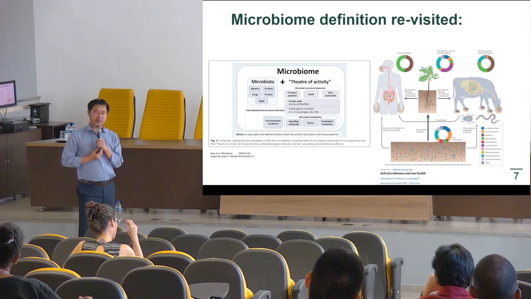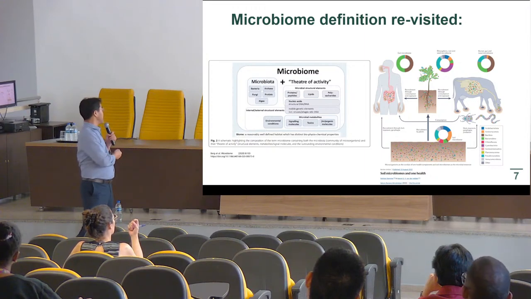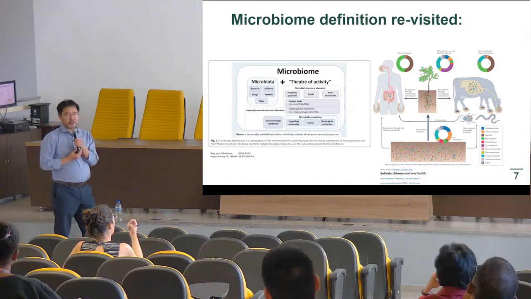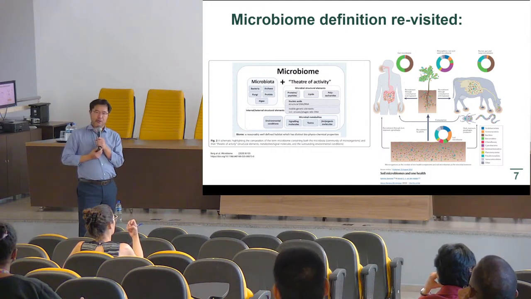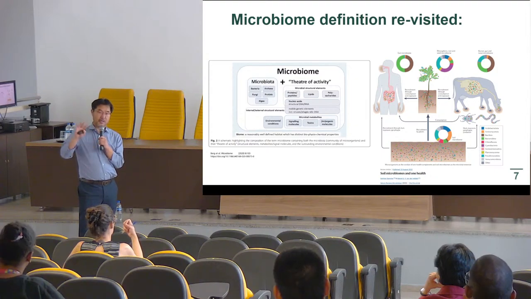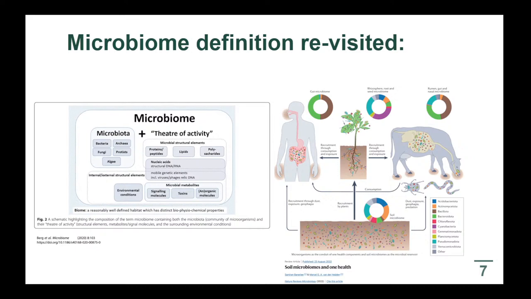That is the old definition of microbiome: genes in microorganisms. But recently, people suggested a new definition. Microbiome is microbiota, which are the microorganisms, plus their theater of activities, including microbial structural elements such as peptides, glycans, lipids, proteins, polysaccharides, and also metabolites. That includes signaling molecules, even toxins, and signal molecules from the surrounding environment.